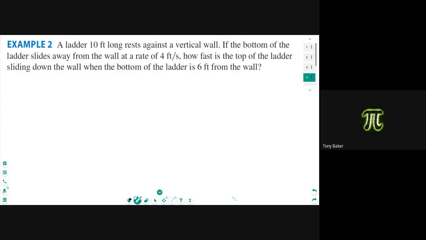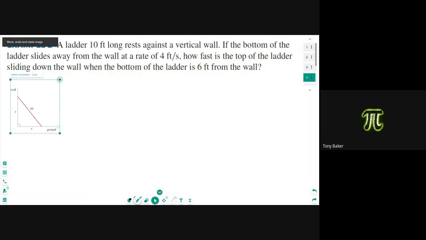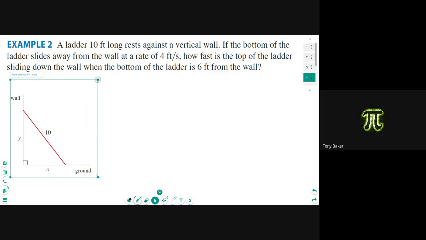All right. Read the problem. This is one where drawing a picture is kind of nice and not too hard. So that's what we have. Now we're looking at the change over here, that would be dy over dt. The change over here, going this direction, would be dx over dt.